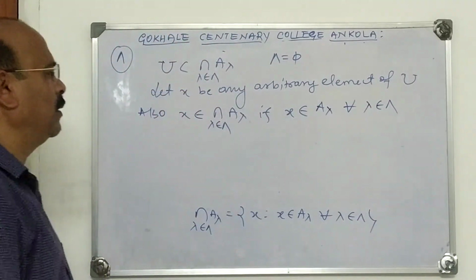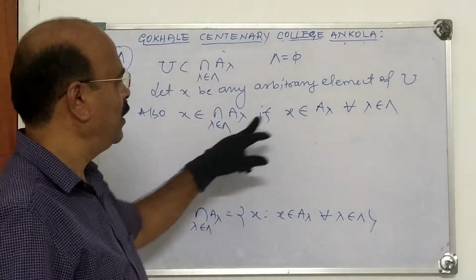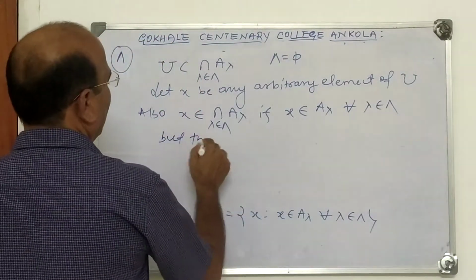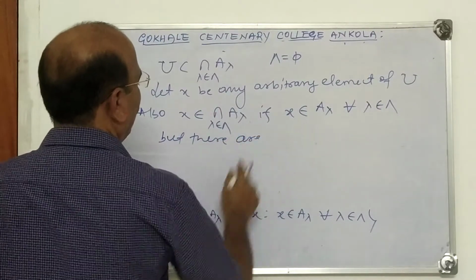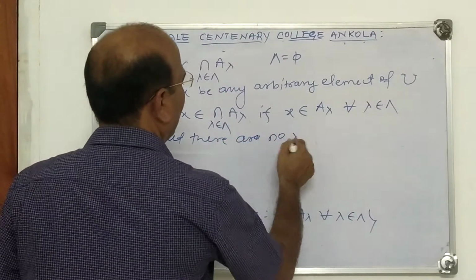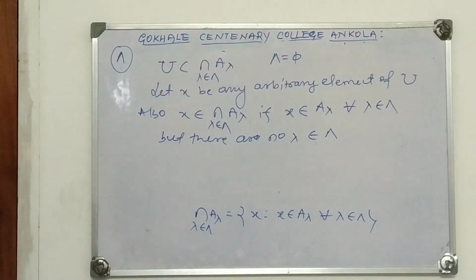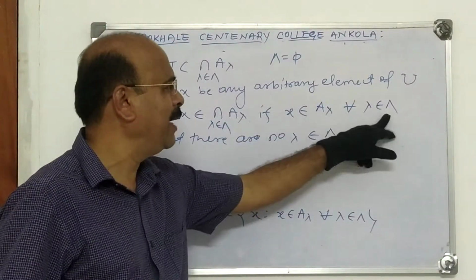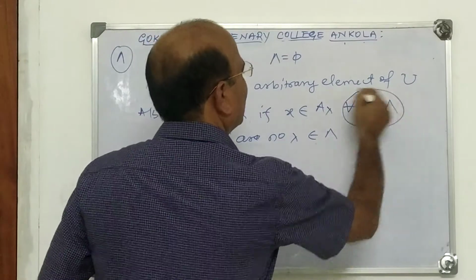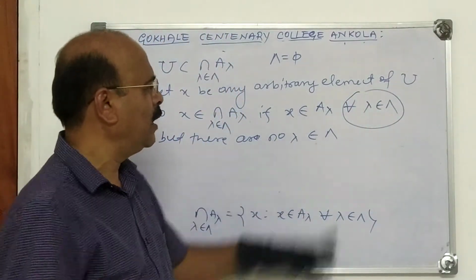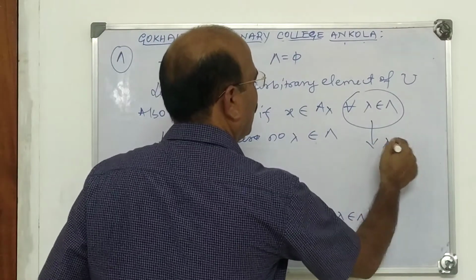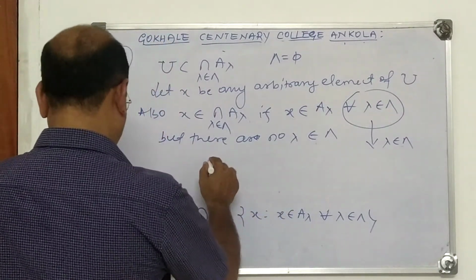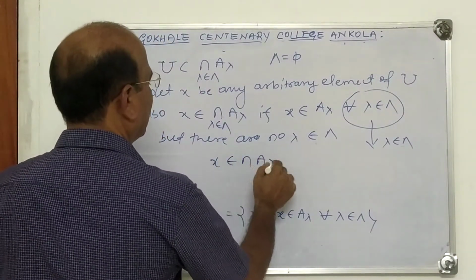See the definition of intersection. When X belongs to the intersection of A lambda, X belongs to A lambda for all lambda belongs to lambda. But the interesting thing here is that there are no lambda belonging to lambda. Now, since there is no lambda belonging to lambda, this condition "for all lambda belongs to lambda" is satisfied. Therefore, X belongs to the intersection of A lambda.